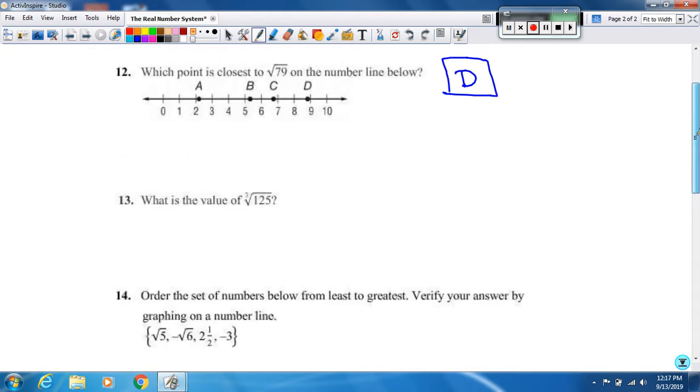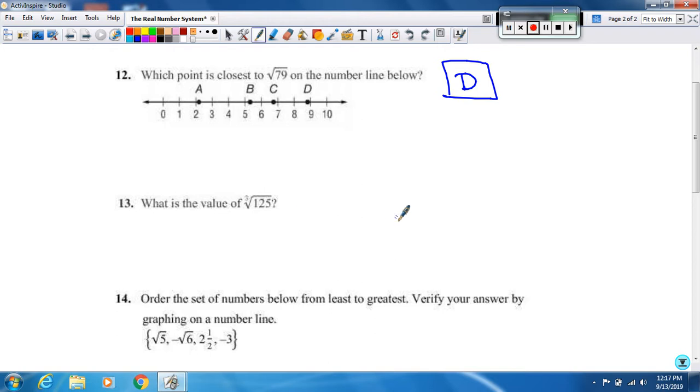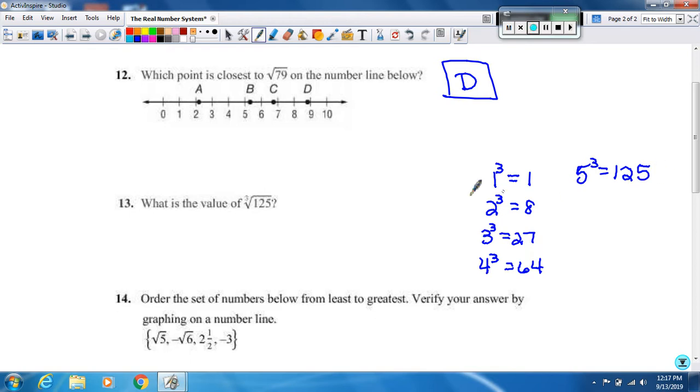Okay, what is the value of the cubed root of 125? Same thing we did with the squares, except we're going to use cubes. So 1 times 1 times 1 is 1. 2 times 2 times 2 is 8. 3 times 3 times 3 is 27. 4 times 4 times 4 is 64. 5 times 5 times 5 is 125, and that's the number that you're looking for. So the number out front, 5, is your answer.